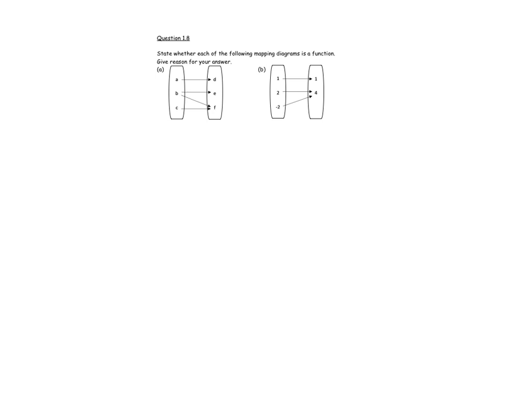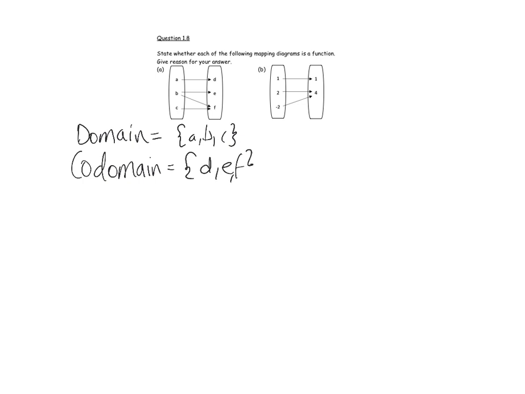Now an example here, question 1.8: state whether each of the following mapping diagrams is a function, and give a reason for your answer. In the first one, A, B, and C, just to get used to the terms, our domain is what can go in, so the domain of this function is A, B, and C. The codomain is what could come out, which is D, E, and F. And the range is what actually does come out, which is D, E, and F. So sometimes the codomain and the range can be the same thing.